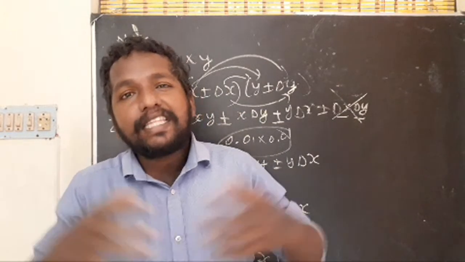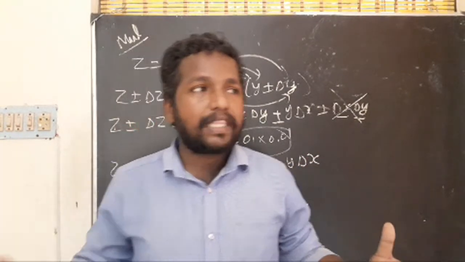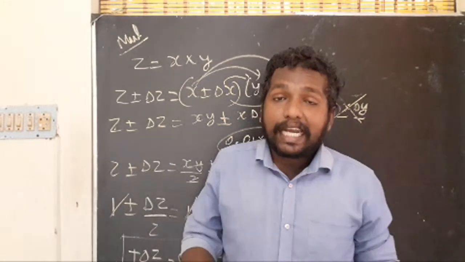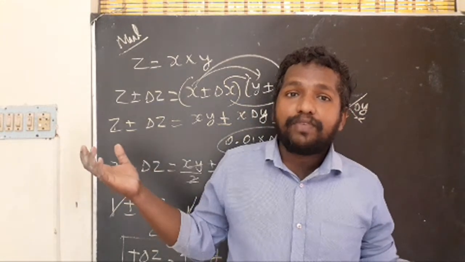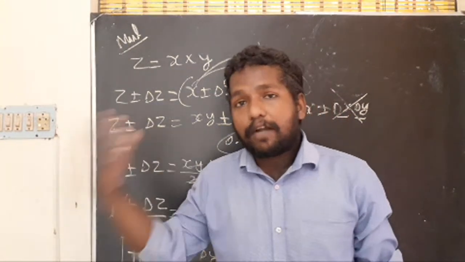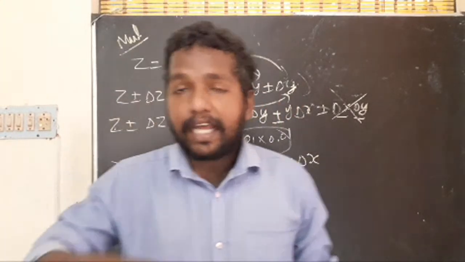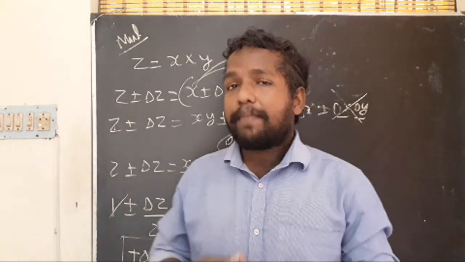Another type of error is the random error, which can be caused by anything, like the atmosphere, nature, temperature, or surface. It can be caused by anything.